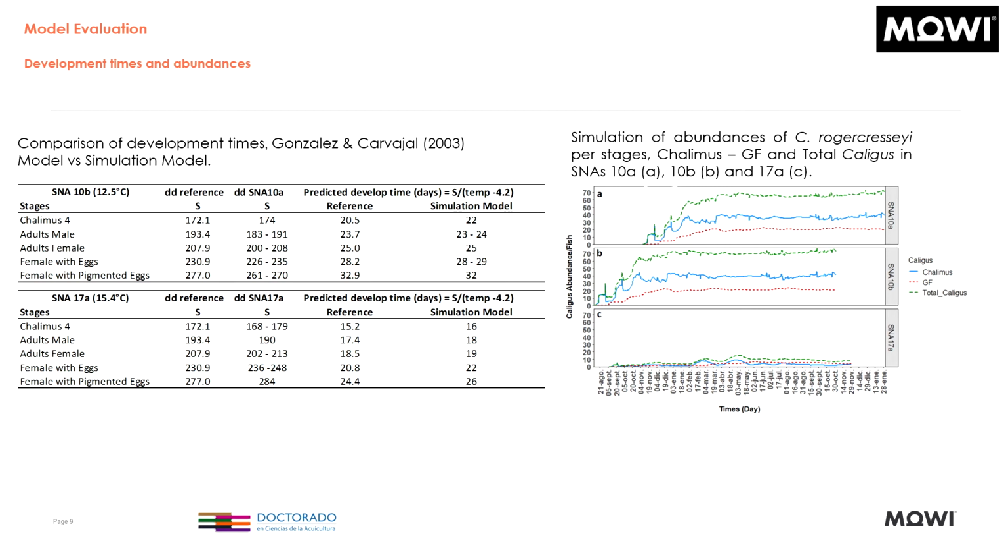And regarding the simulation of the abundance of Caligus rogercresseyi, we can see here that the model can predict the survival and the abundance according to the different environmental variables that are part of the SNA.